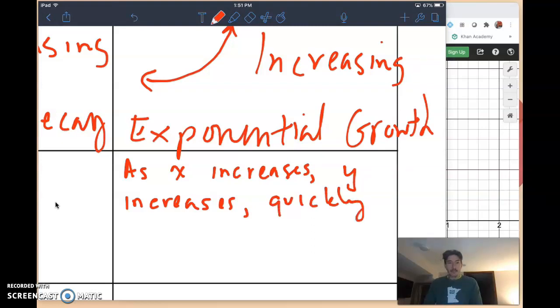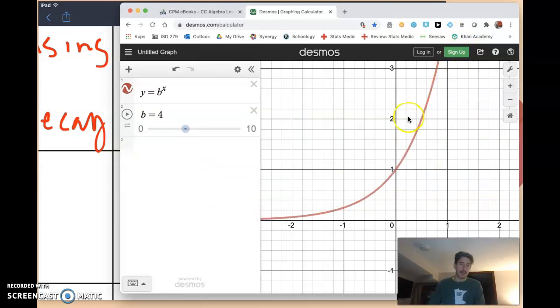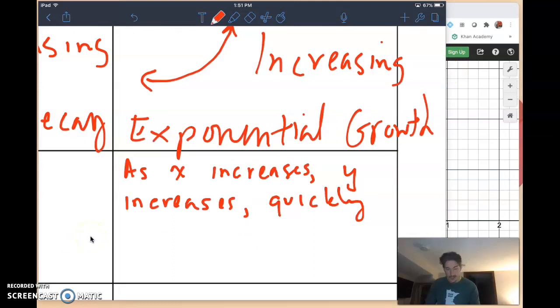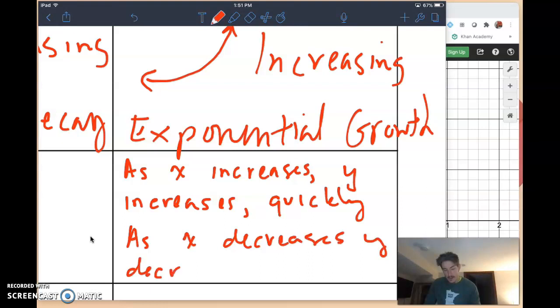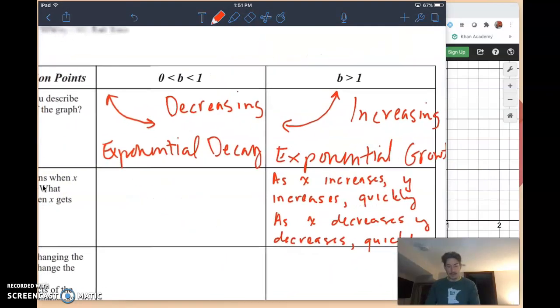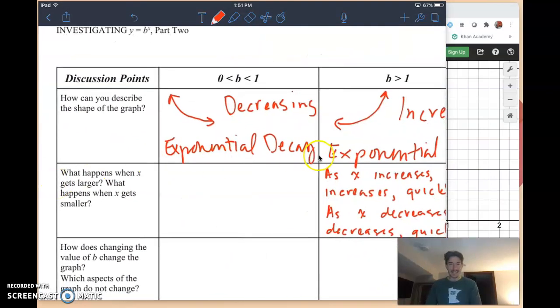All right. But as x decreases, so like consider us now working from right to left, as x decreases, y also decreases very quickly. As x decreases, y decreases as well, and also very quickly. Okay? Worth noting. Now, I'm going to just kind of back up, and I'm going to look at the decay function, and I'm going to ask the same question.